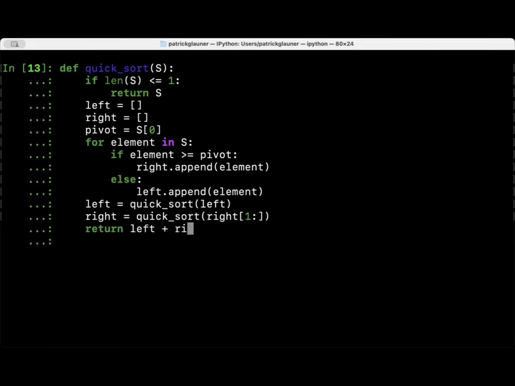So I can just concatenate the lists left plus right, but I also need to concatenate the pivot. But pivot is a single element and I can't concatenate lists with single elements. You've seen this before with our graph search. So I can put pivot into a list, a single list with a single element. I concatenate the left list with the pivot with the right list. And I have sorted my data set.